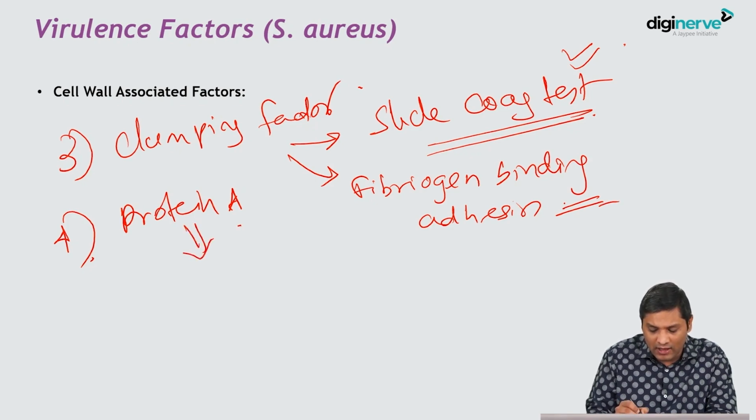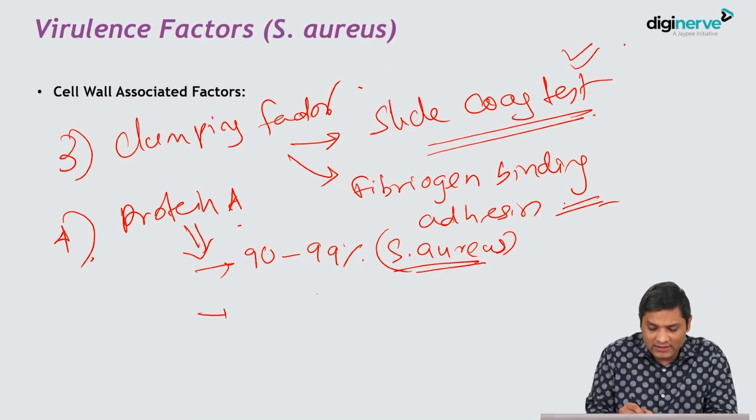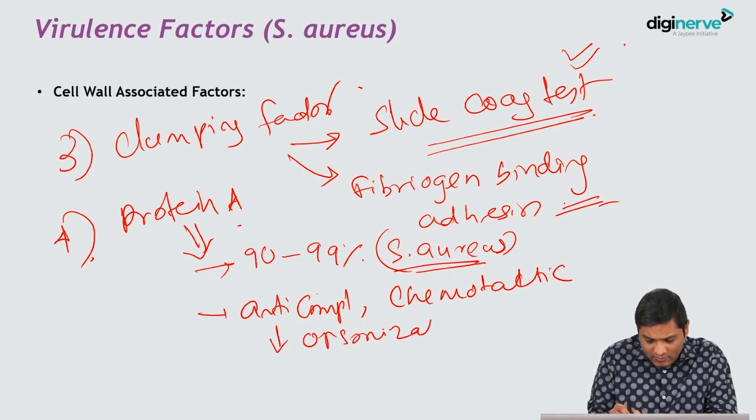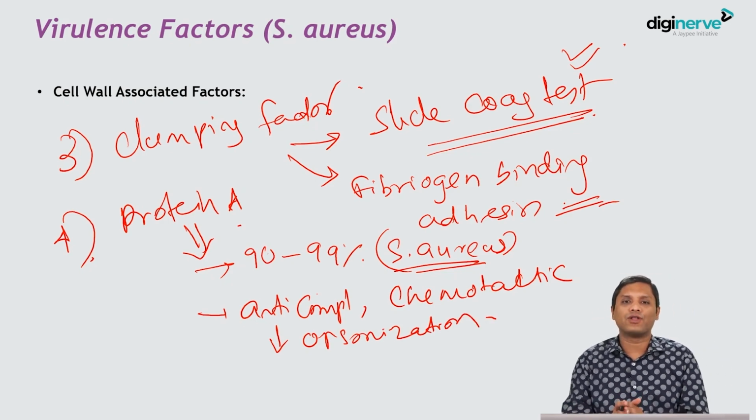Similarly, protein A, again it is exclusive to Staphylococcus aureus. It is expressed by around 90 to 99% of strains of Staphylococcus aureus. So it is an exclusive protein of Staphylococcus aureus. The functions of protein A include: it is anti-complementary, it inhibits the complement. It is chemotactic in nature, and it also inhibits opsonization. So these are the various functions mediated by protein A.